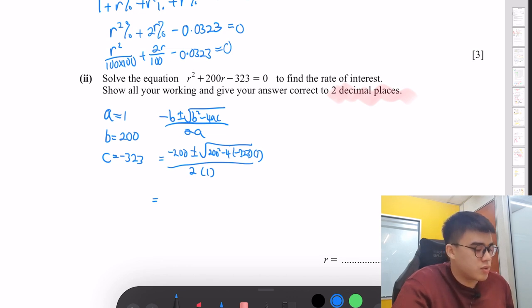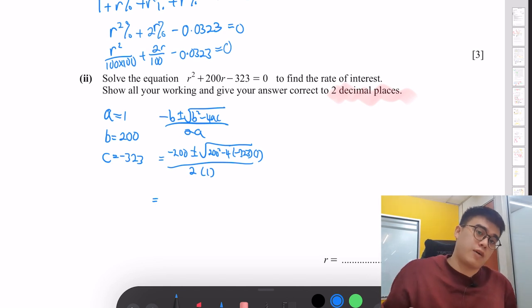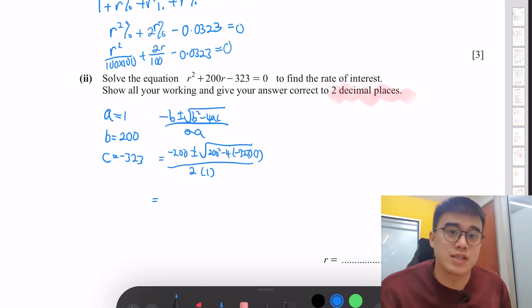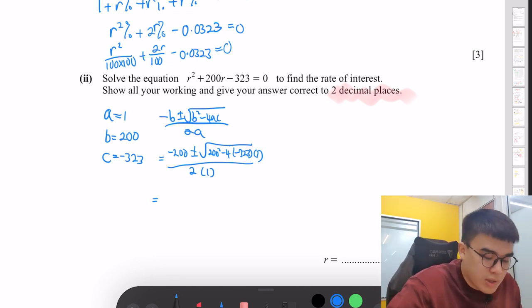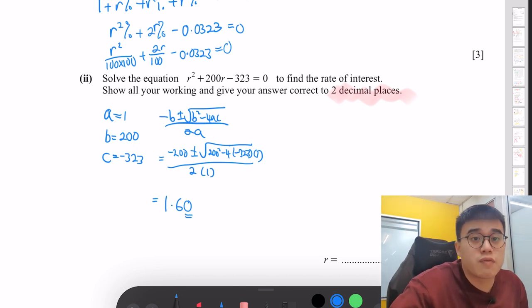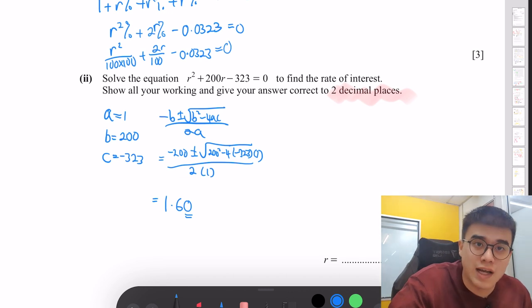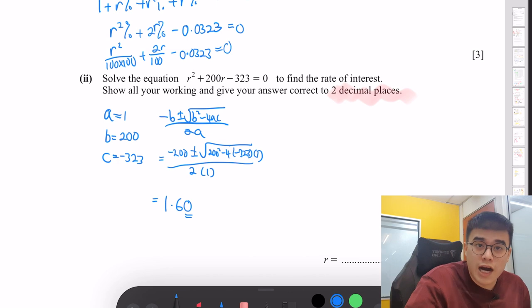You get two answers. One of them is negative, which obviously will not be accepted because from 200 it increased to 206, which means the rate is positive. So in our case, only one answer will be accepted, which is 1.60. So remember to include the zero because they wanted two decimal places. If you write 1.6, your marks will be deducted. That's the answer for your R.